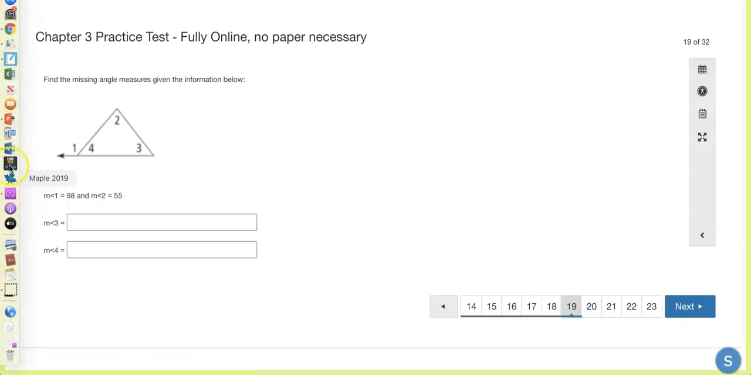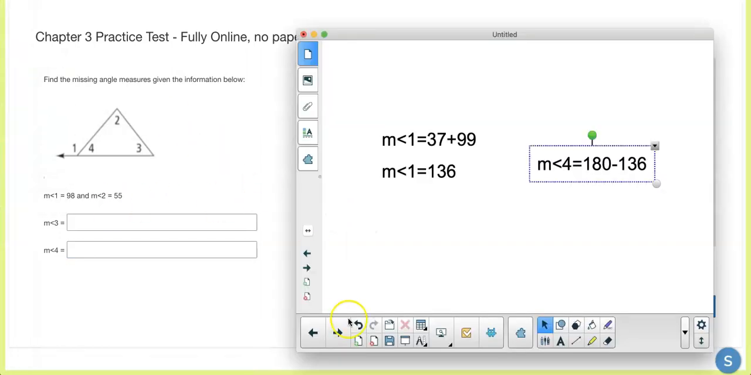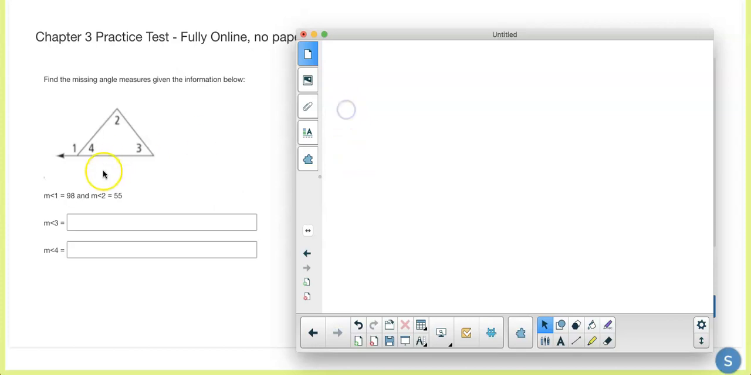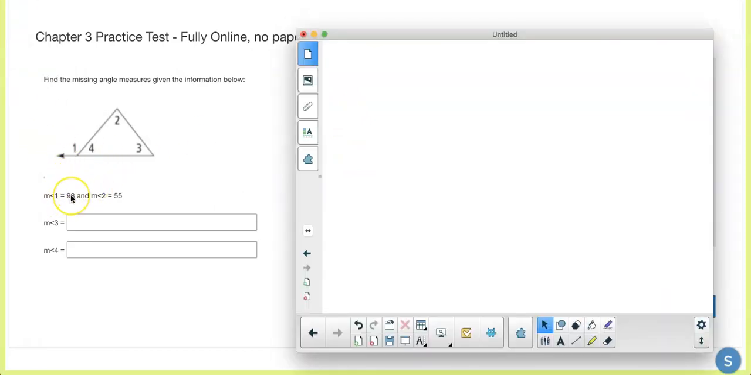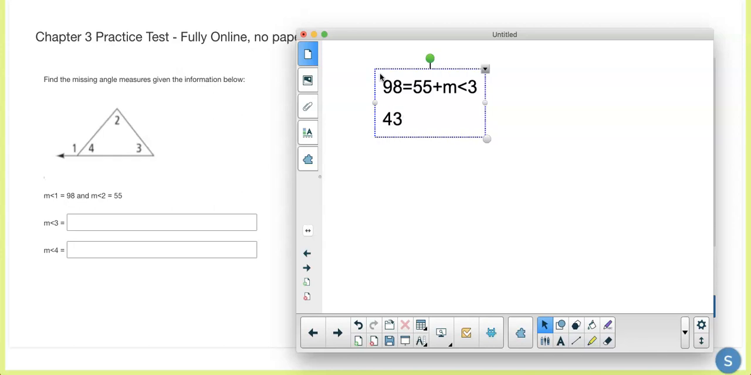Number 19, then, same steps. So they just gave us a couple different pieces of information. They told us angle 1 was 98, and angle 2 is 55. So to get angle 3, I know that angle 1 is 98 degrees. That's equal to angle 2, which is 55, plus measure of angle 3. So if I subtract both sides by 55, I end up with 43 degrees. That's equal to the measure of angle 3.